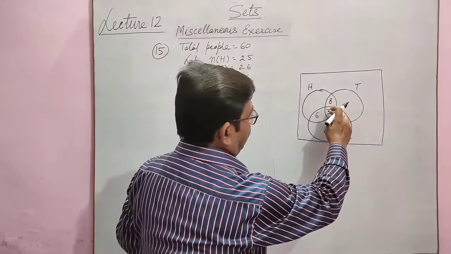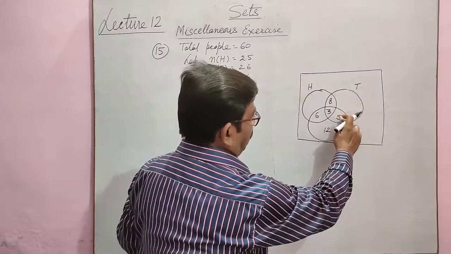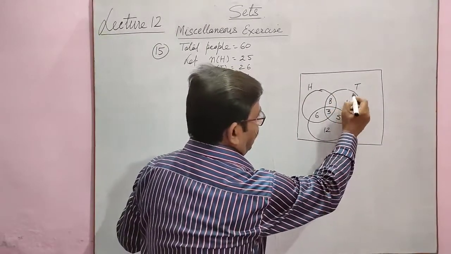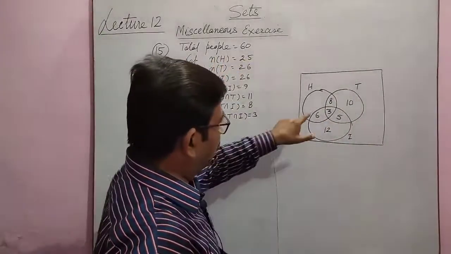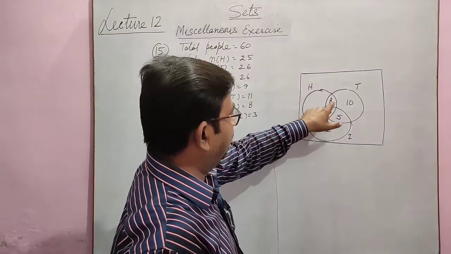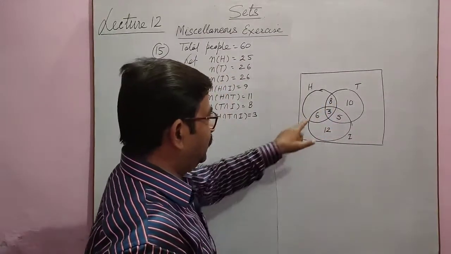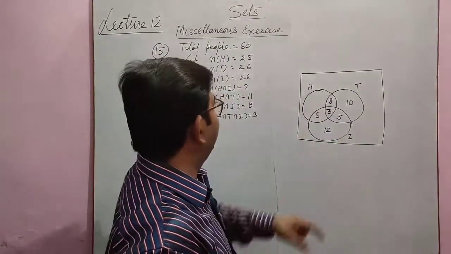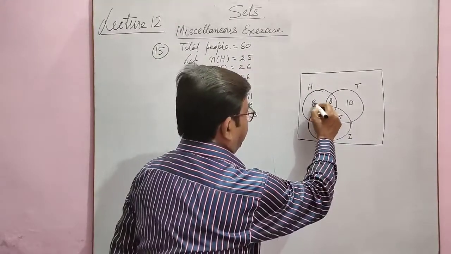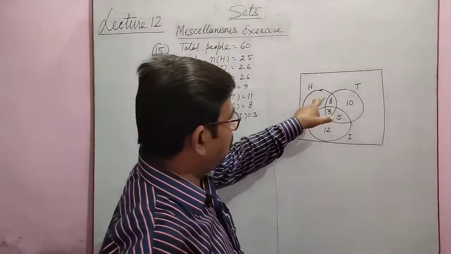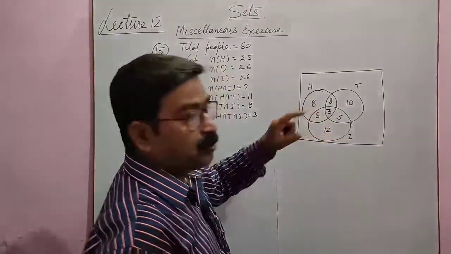8 plus 3, 8 and 3, 11 and 5, 16. How many left? 10 are left in this one. Now here we have in H 25. 6 plus 3, 9 and 8, 17. Total 25. So how many are left? 8 are left. You can check it. 8 plus 8, 16 plus 3, 19 and 6, 25.